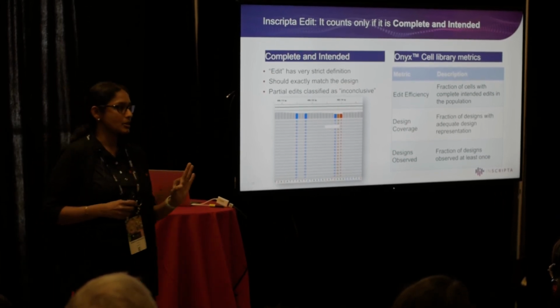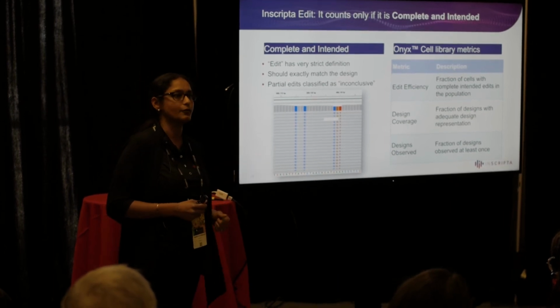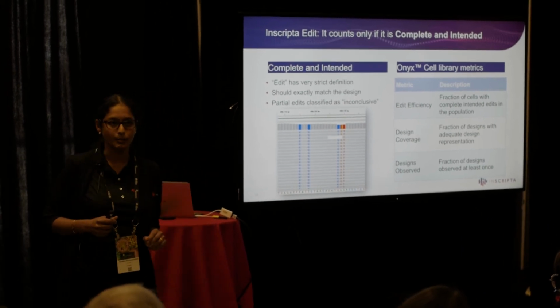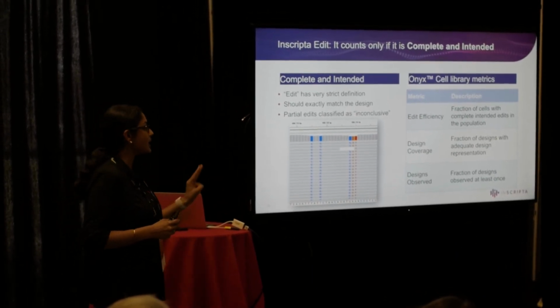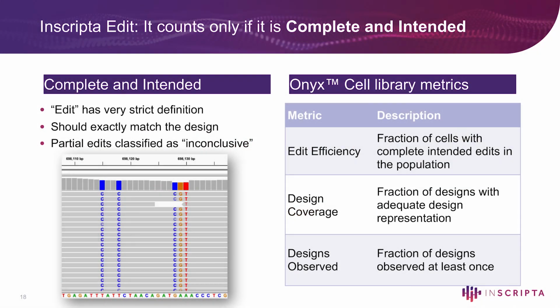Three important metrics are critical for anybody working with libraries. The first one is edit efficiency: what is the fraction of cells containing complete intended edits in the population? The second one is design coverage. If you have 100 designs you have input into the system, what is the fraction that you get out after editing that is very well represented? And the third one is design observed: what is the fraction of designs at least observed once? Depending on your use cases, you would be interested in all of these metrics.